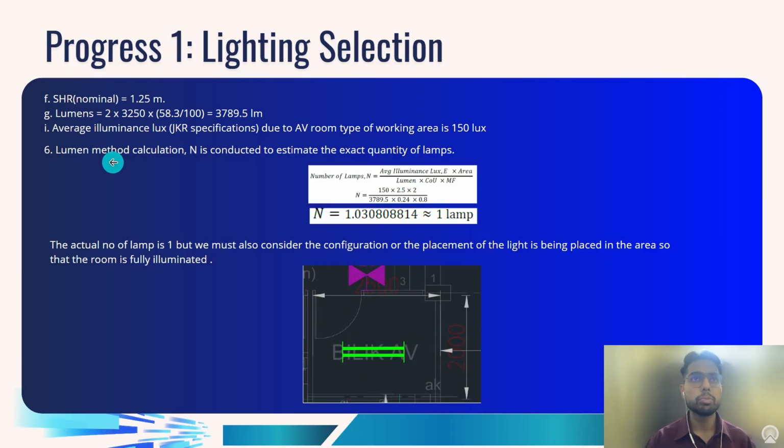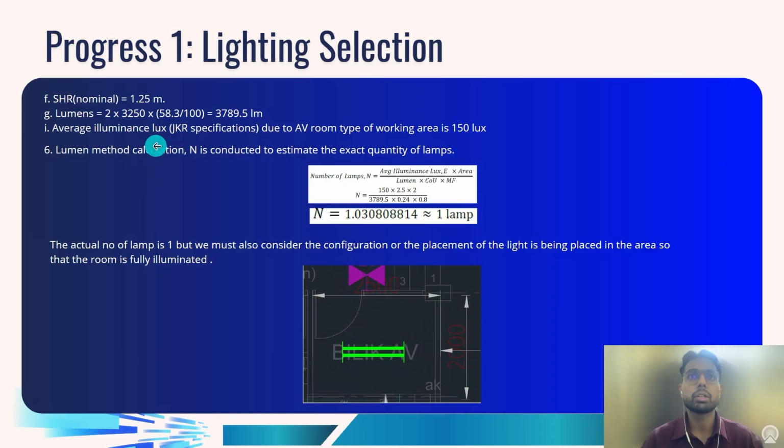So hence we calculate the lumens. We get 2 times 36, so we get 2 times 3250. The lumens are about 3250 for one lamp, times the efficiency, and we get about 3789.5 lumens.